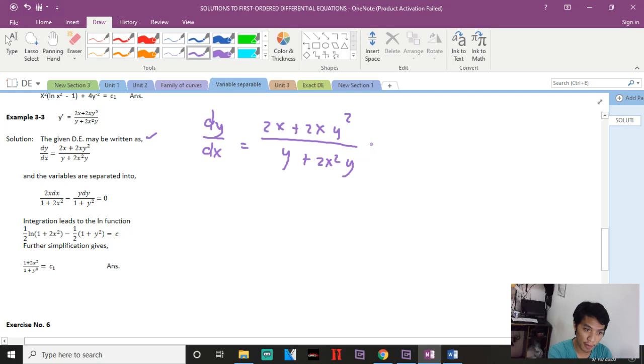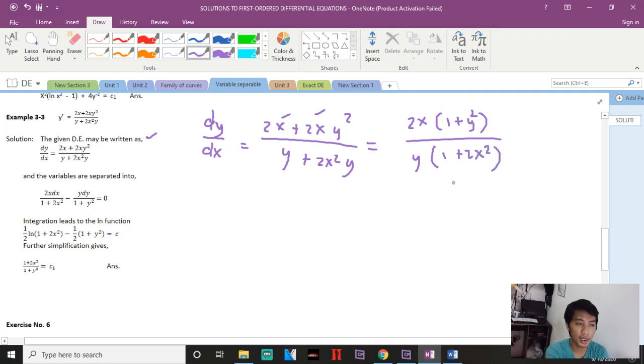So, meron tayong factorable variables dito pagdating sa taas. So, ano yung common? This is 2x, this is 2x. Ang common din dito is y. So, 2x times 1 plus y squared over, yung y, pwede natin factor. That is 1 plus 2x squared. Na pwede natin siyang ilipat-lipat.